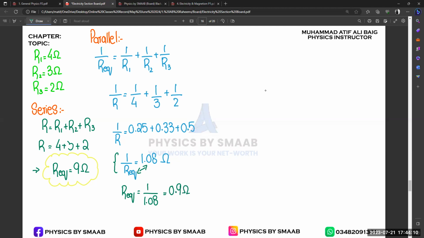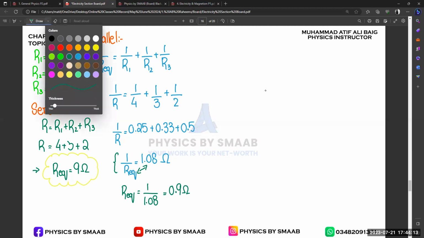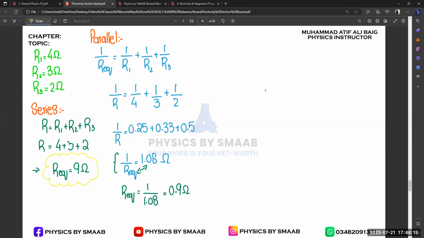And you can see that your final resistance is less than each individual value of resistance that is given in your question. So this is the proof of your two statements written in your series and parallel combination. Right? Any confusion?